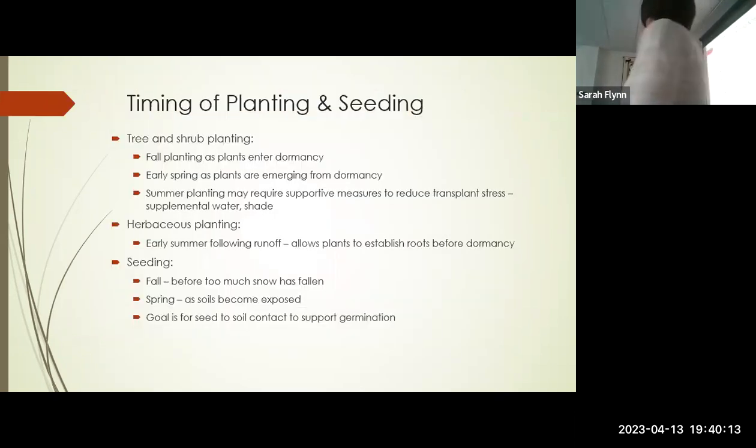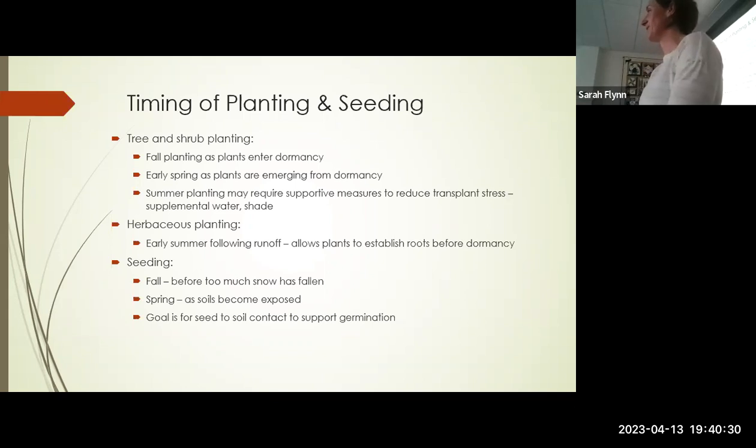So this is more just timing for when we do tend to plant. We like to put plants in when they're dormant to try to reduce the stress on them. I'm sure a lot of you are familiar with good times to transplant and not. And so fall tends to be a good time.